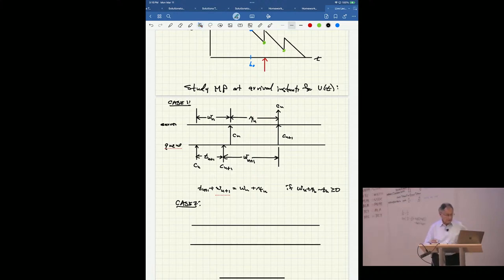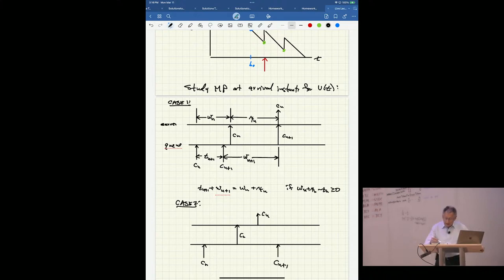And here we're going to get Cn arriving someplace, say here. At some point, he's going to go into service, and he's going to leave. And only after that does Cn plus 1 arrive. So let me label some of these things. This is Cn. This is Cn plus 1.